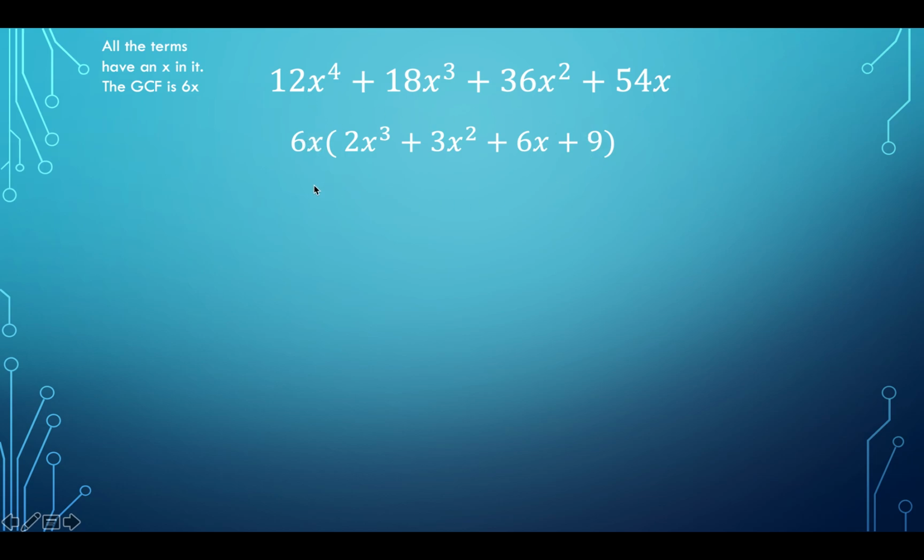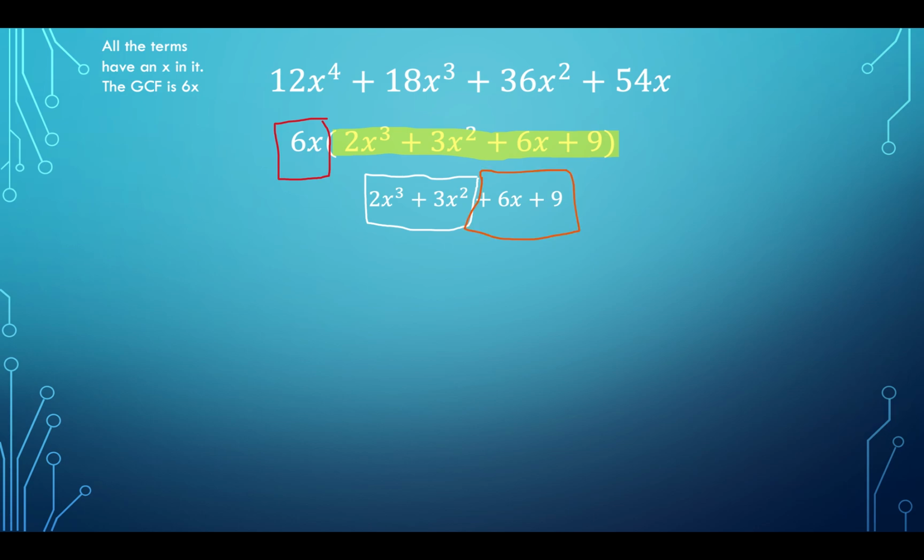Okay, so once we get to this step, we now can take this yellow part, what I've highlighted, and factor that using grouping. And then the 6x, box it, because we're going to come back to it in the very last step. So we have 2x to the third plus 3x squared plus 6x plus 9. We're going to break it up into two separate problems, 2x to the third plus 3x squared and 6x plus 9. Now we're going to find the greatest common factor between both of these, factor it like we've been doing, and then we're going to take it from there.